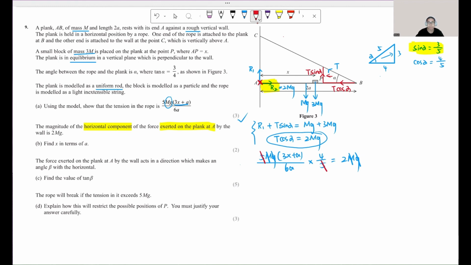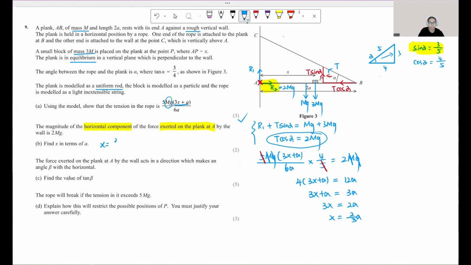And then we can multiply by 6a for both sides. So we will have 4 times 3x plus a is equal to, times 6a, that would be 12a. And then divide by 4 for both sides, we'll have 3x plus a equal to 3a. So that means 3x is equal to 2a, then x is just equal to 2 over 3 a. Then we have x in terms of a, which is another 2 marks.